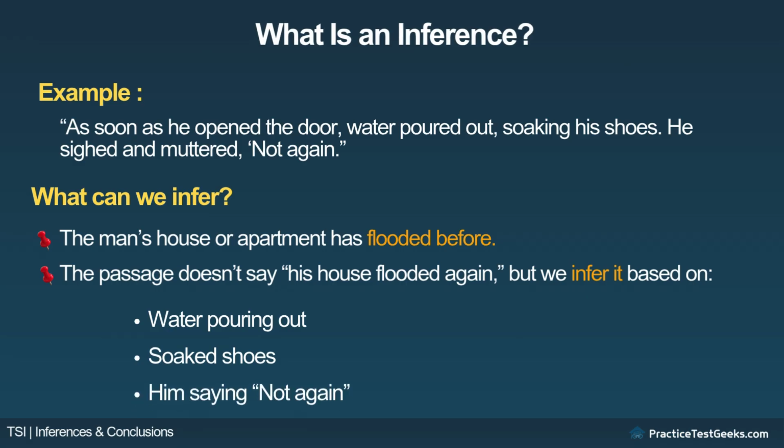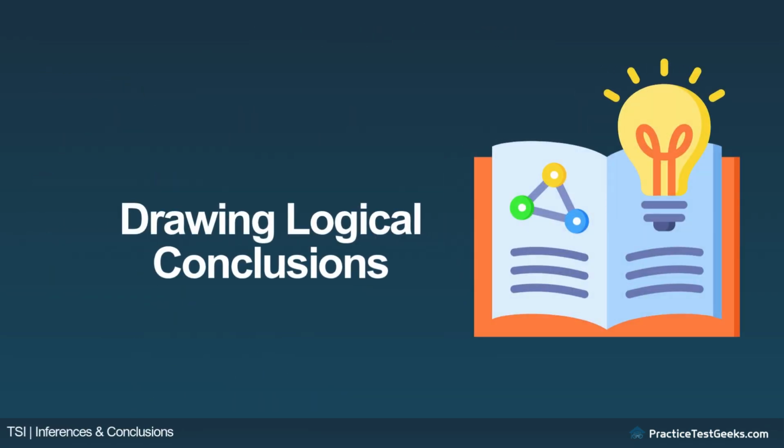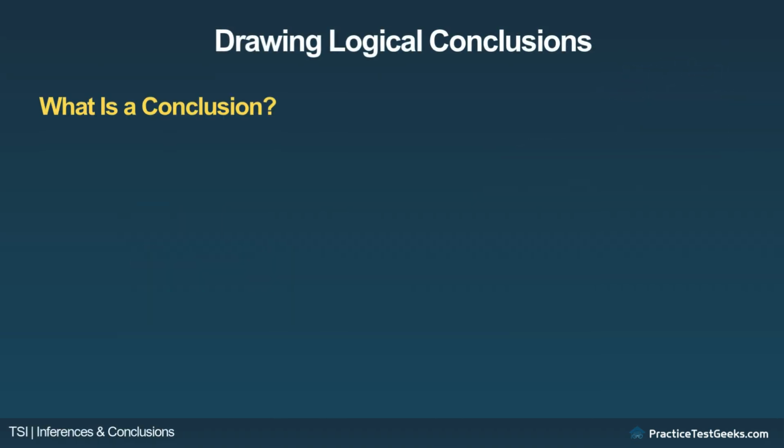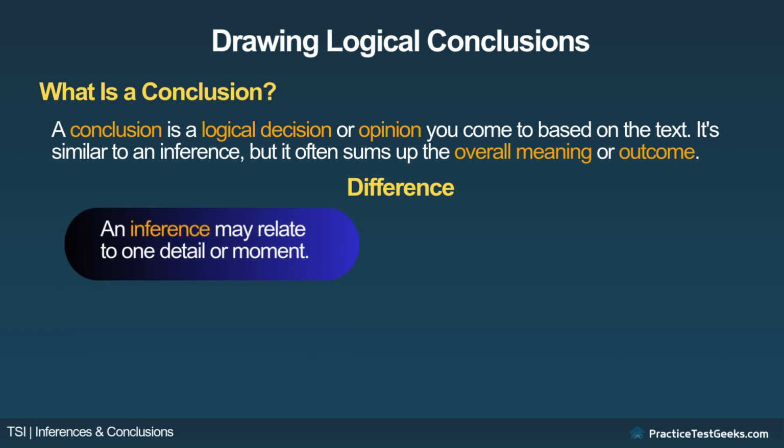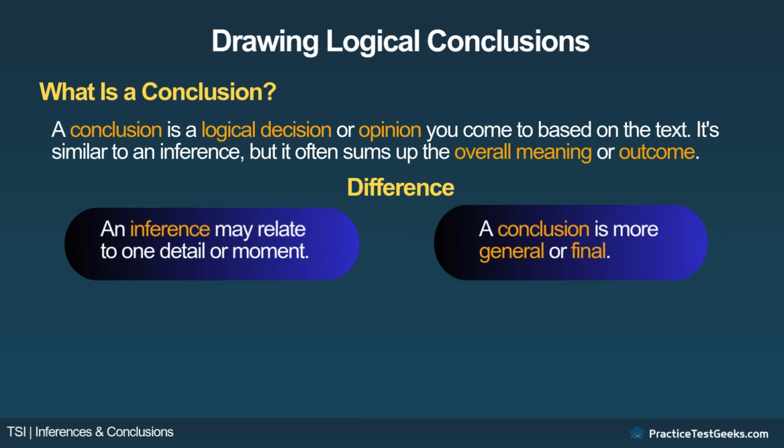saying, "Not again." Now, let's move on to Part 2, drawing logical conclusions. What is a conclusion? A conclusion is a logical decision or opinion you come to based on the text. It's similar to an inference, but it often sums up the overall meaning or outcome. Here's the difference. An inference may relate to one detail or moment. A conclusion is more general or final.